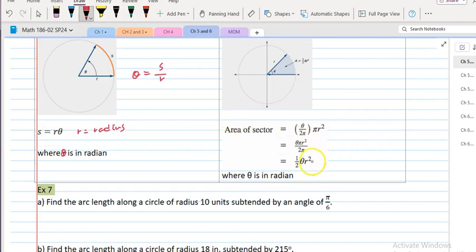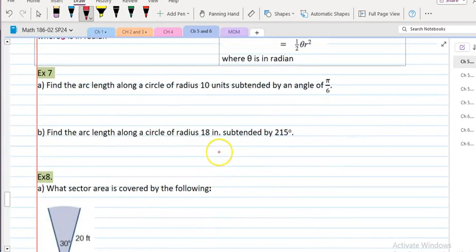The area of the sector is similar. The area is pi r squared times how many angle you have out of 2 pi. It's like a proportion, right? And if you simplify it, it will be 1/2 theta r squared. Again, theta needs to be in radian.